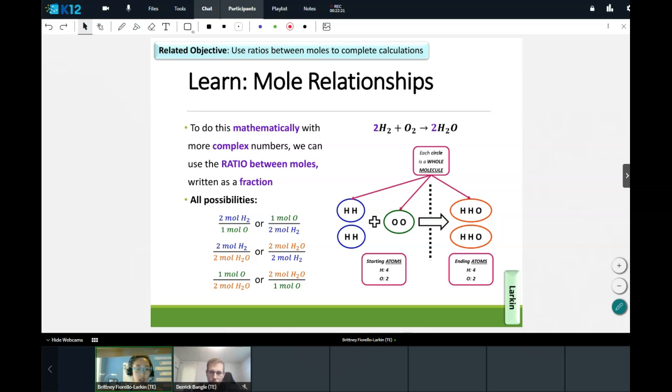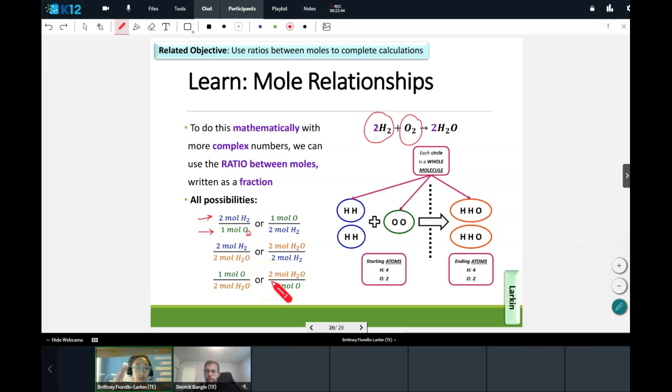And ratios are just when we write the moles in fraction form. Okay, so let's take a look at an example here. We have 2 moles of H2 in our equation and 1 mole of O2 in our equation. So I can write that as 2 moles of H2 over 1 mole of O2.